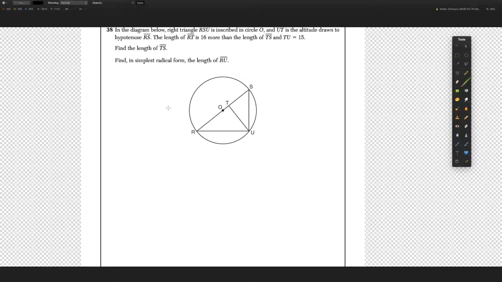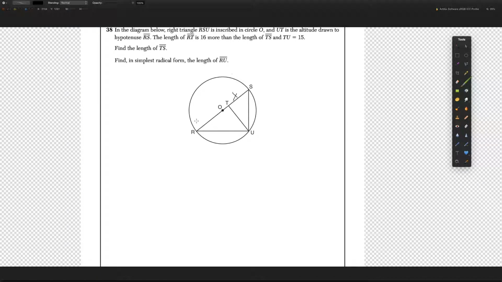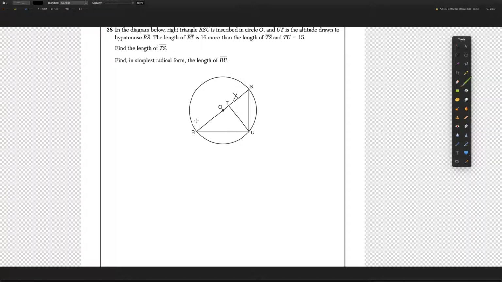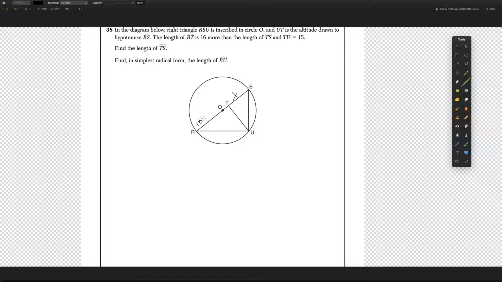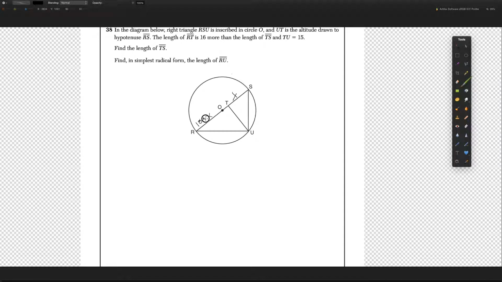So what we're going to do is first write the values and express them in terms of x, then we're going to solve the problem. The length of RT is 16 more than the length of TS. Let's represent TS as x. And RT is 16 more than TS, so it's 16 plus x.